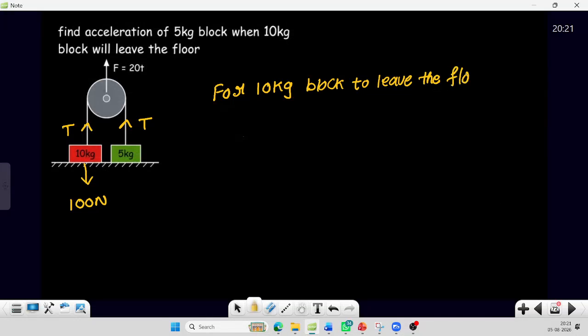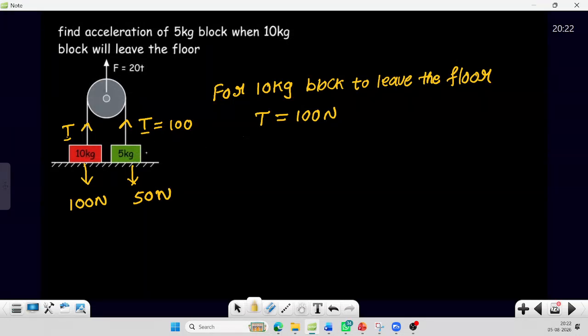Yes, tell me now. So here T must be how much? T must be 100 newtons. Is this point clear? Now if this is T, both tensions are the same, so this value is 100. Now what is the weight of this 5 kg block? That is 50 newtons.